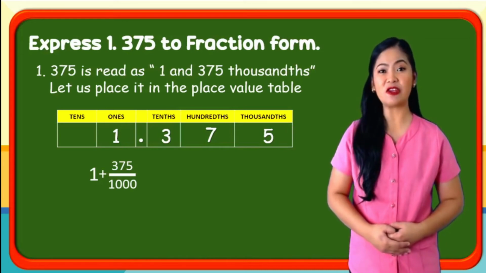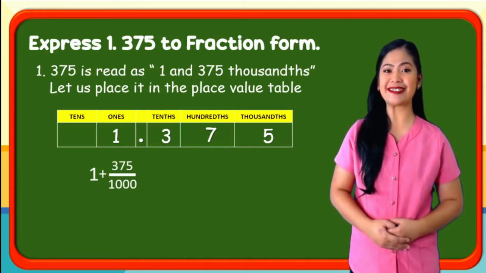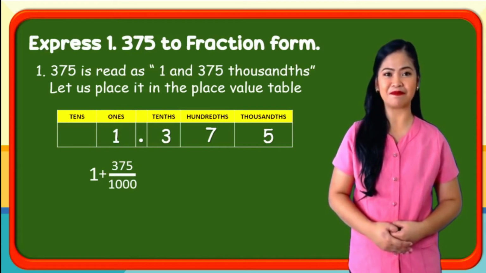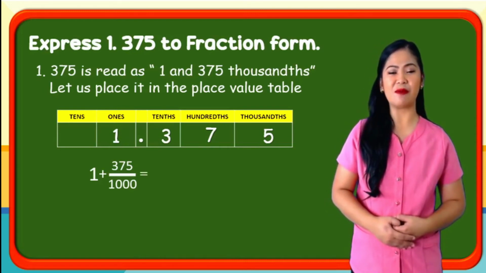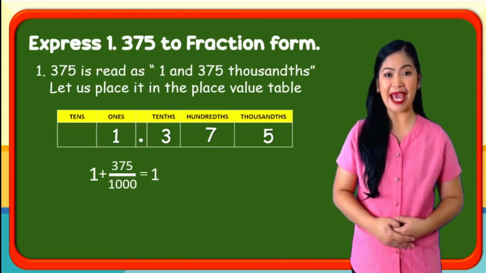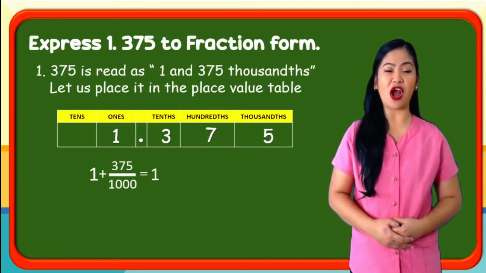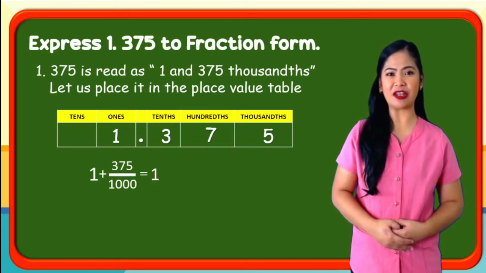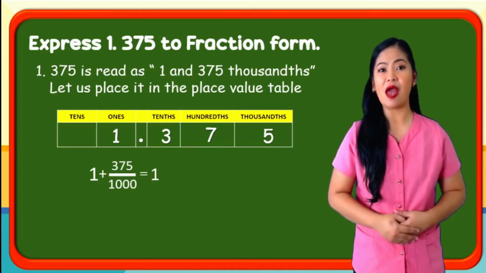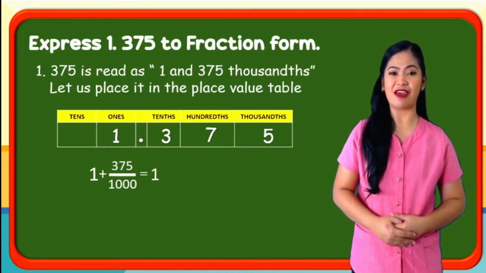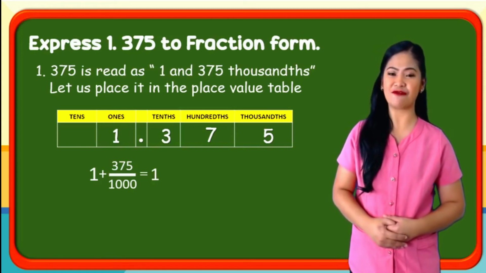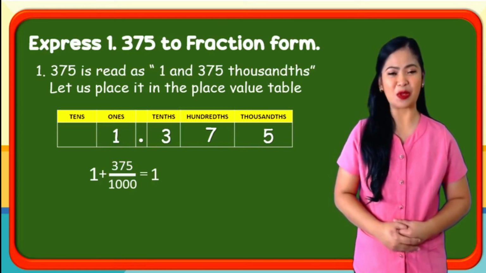Again, we need to get the lowest term of 375 over 1,000. In getting the lowest term, other than dividing it by a number, we can also find a common factor of the numerator and the denominator. In this case, both 375 and 1,000 have a factor of 125.